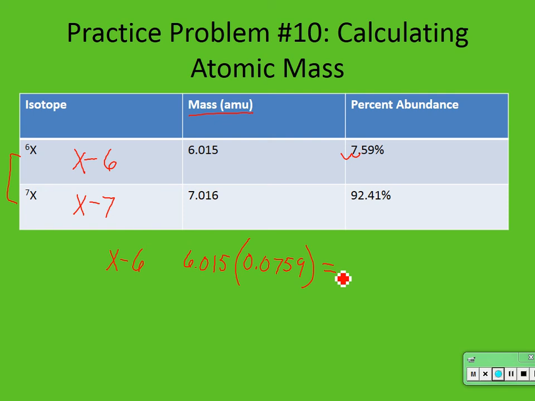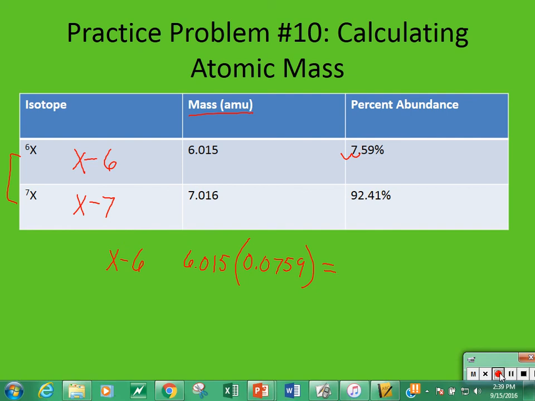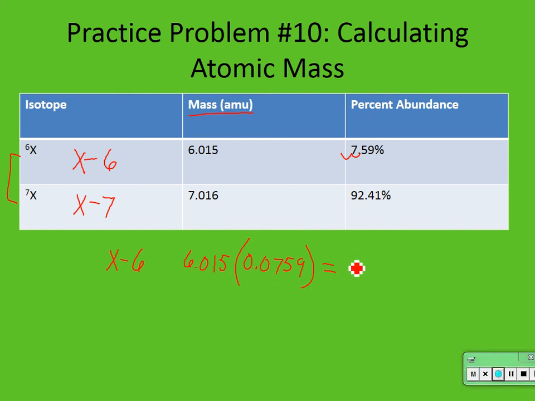Okay, so what do you get when you do that? 0.465385. Okay, so if you take 6.015 and times it by 0.0759, you get 0.4565. Let's just round that. Okay. Now let's do the same thing for X7, this isotope.